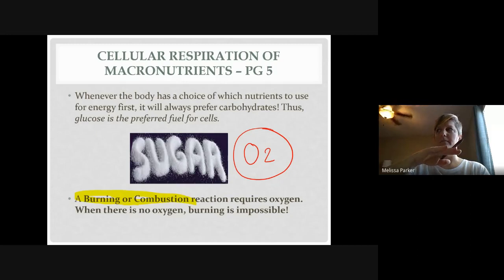You guys can speak up. It'll go out, right? Because it doesn't have any oxygen. We can't burn anything without the presence of oxygen. So anytime you hear we're burning calories or combustion, you know that it's using oxygen. It requires oxygen. If there's no oxygen, then the burning is going to be impossible.